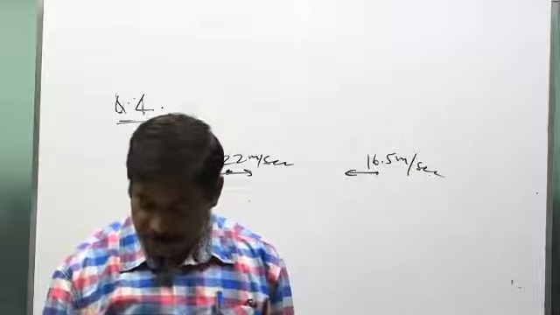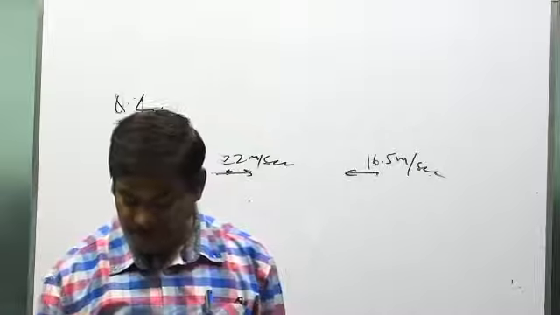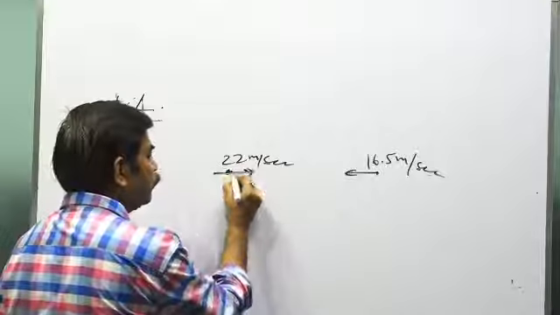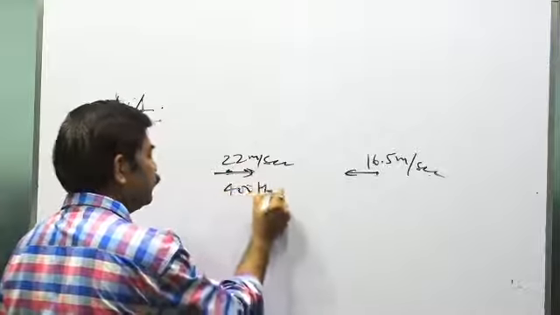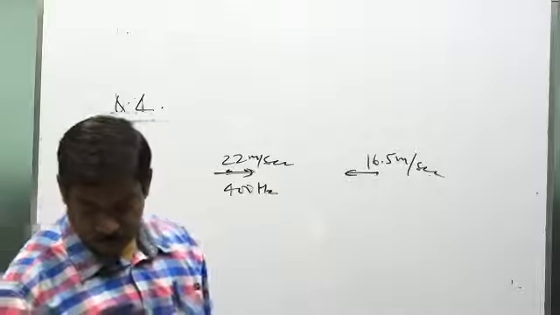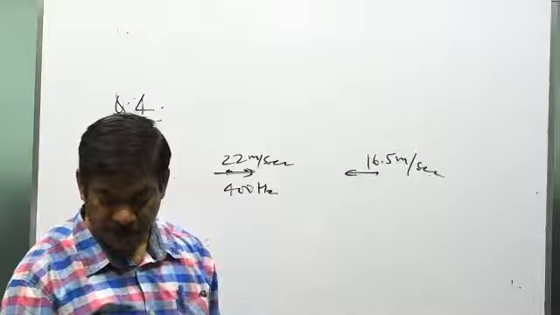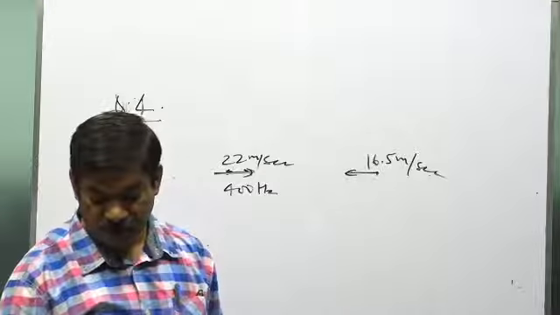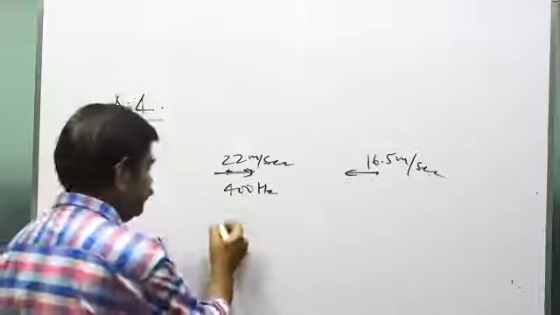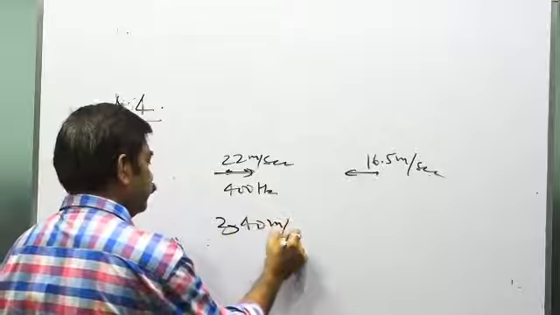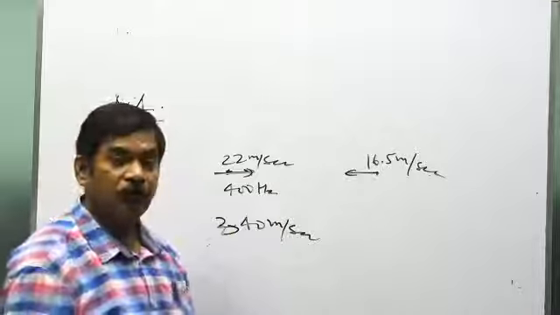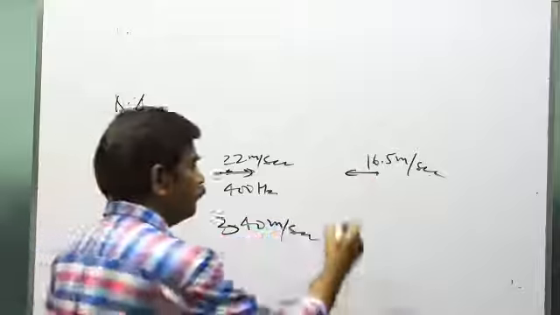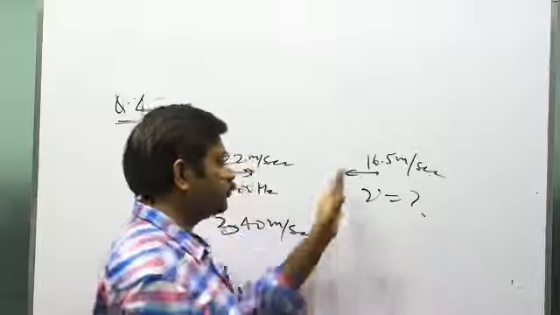The driver of the first car blows a horn having a frequency of 400 Hz. The velocity of sound is 340 meter per second. What you have to find is the frequency heard by the driver of the second car.